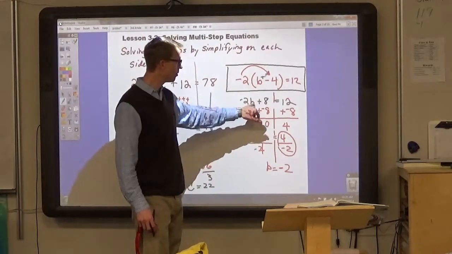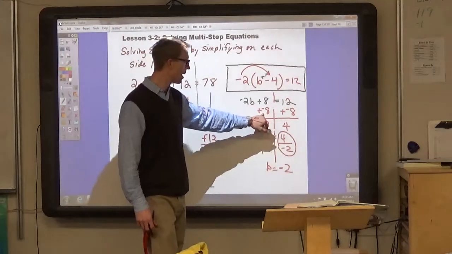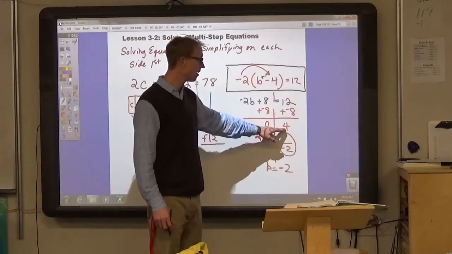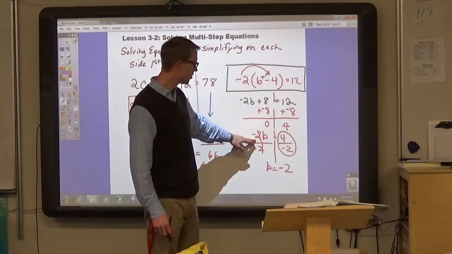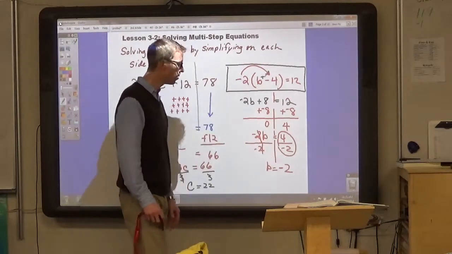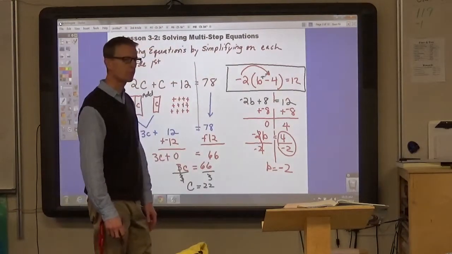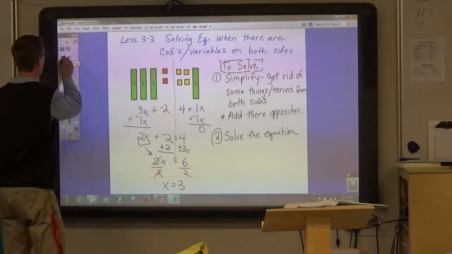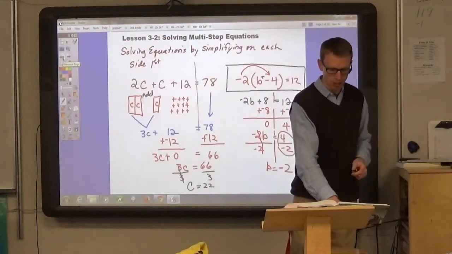Now we could solve this. -2b plus 8 equals 12. Add -8, add the opposite of +8, so we get 0. And add -8 to this side, you get 4. Then bring down the -2b so that we can get rid of the -2's. Divide both sides by -2, and that proves b is -2. Okay? So we're just doing a few things before solving to simplify this in order to be able to solve it.